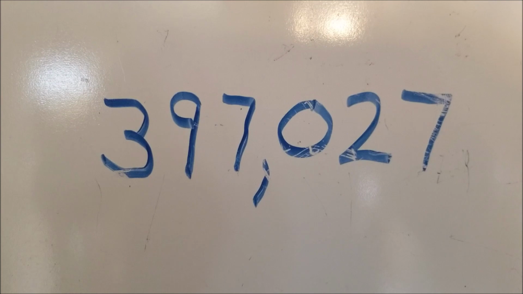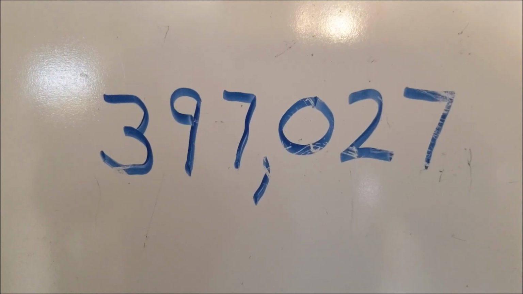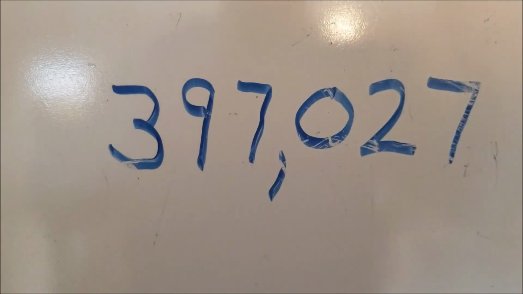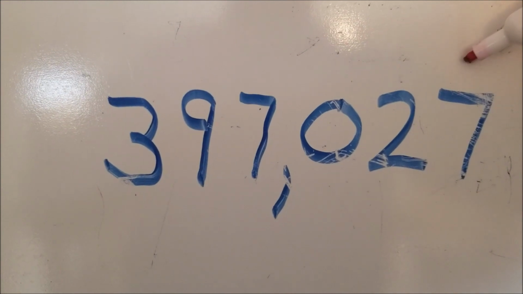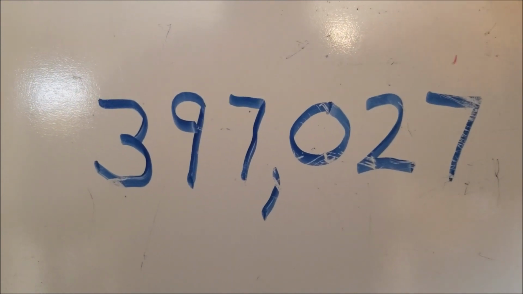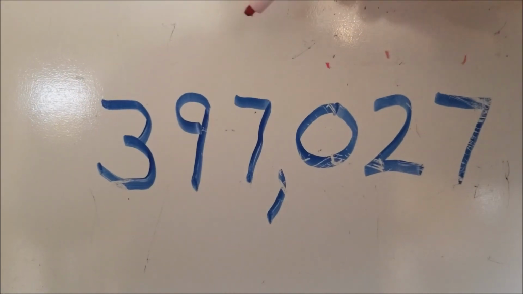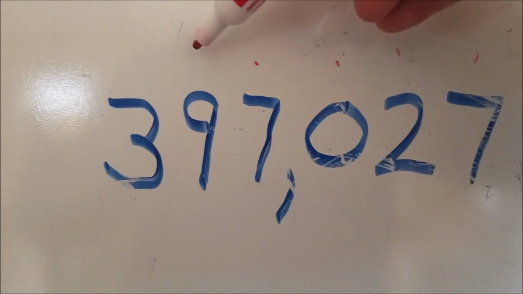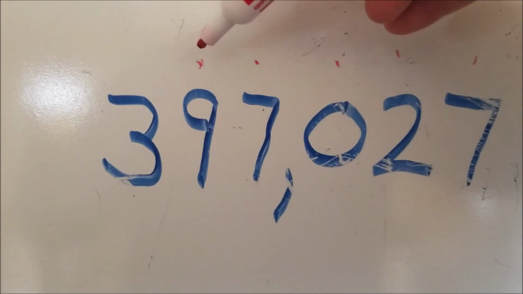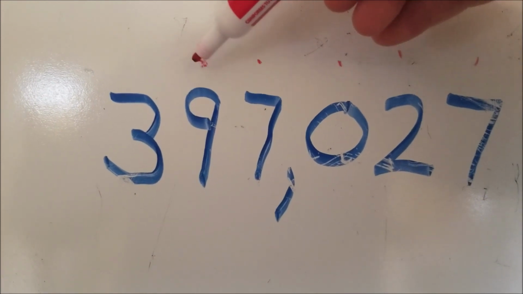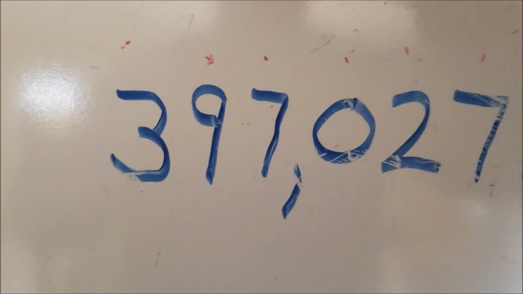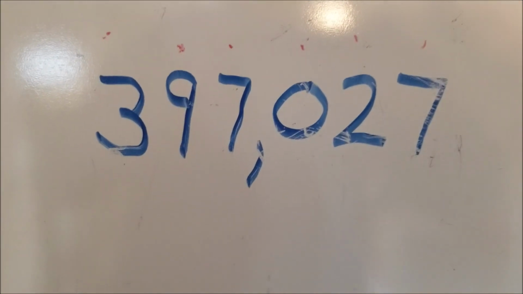So let's review the names of the place value columns. Let's start with the ones. The ones, the 7 is in the ones, the tens, the hundreds, the thousands, the 10,000s. That's one that gets people confused. And then the 100,000s.